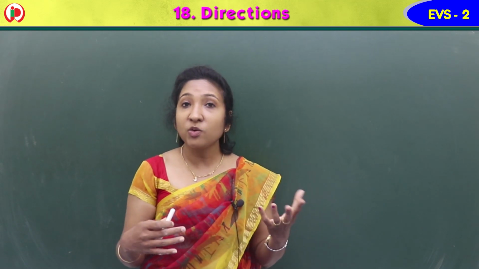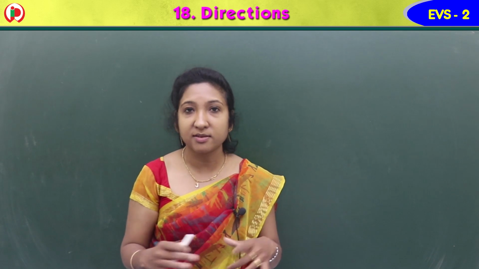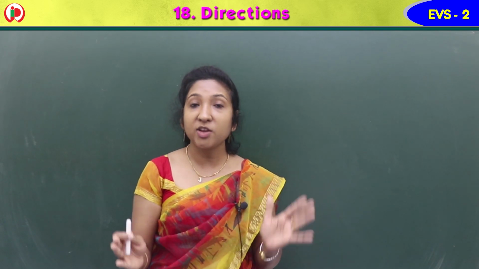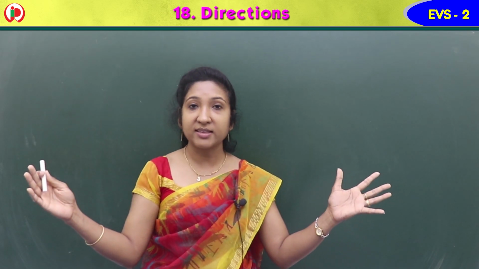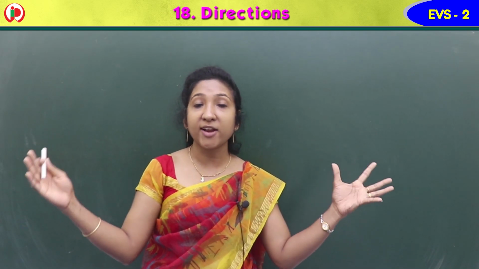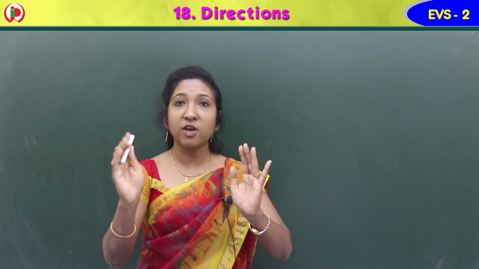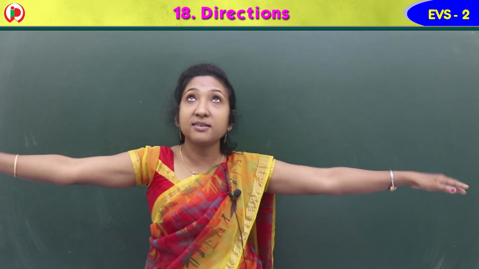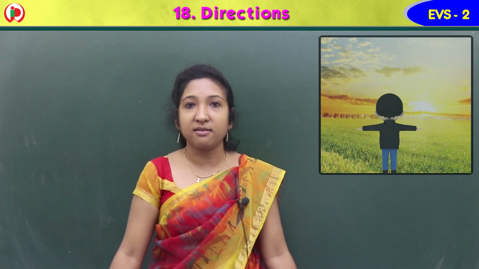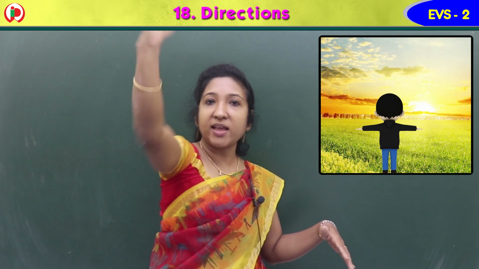So I will tell you an easy way to find direction. Try to do this. Children, in the morning when you get up, you can see outside the beautiful sun rising. Just go out of your house, stretch your arms like this, open your arms like this, and stand in front of the sun. Sun rises here, the sun rises in the east.